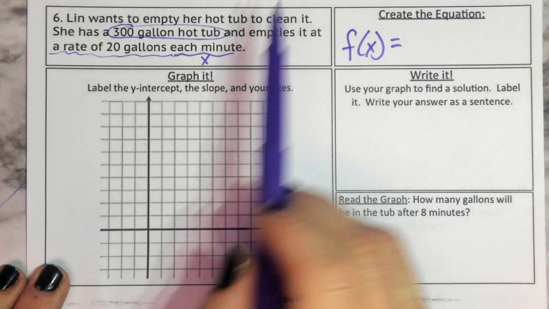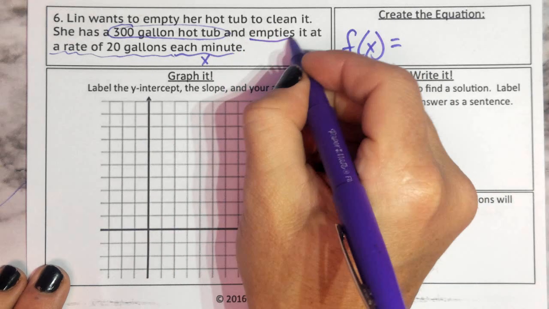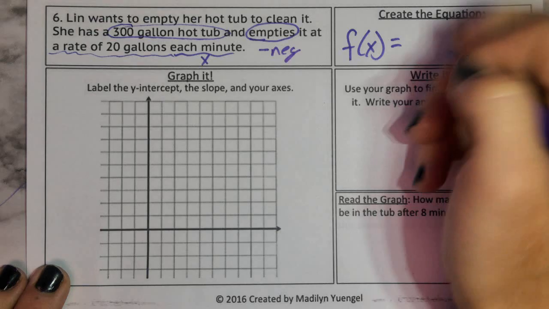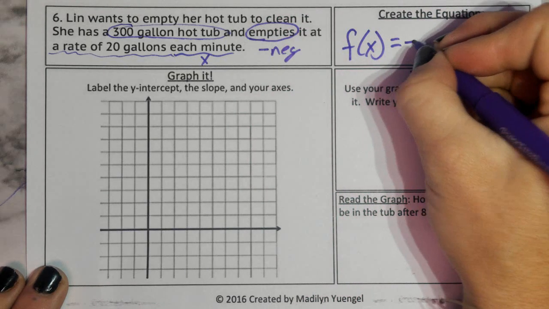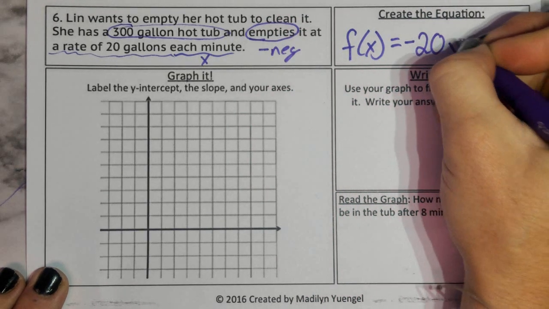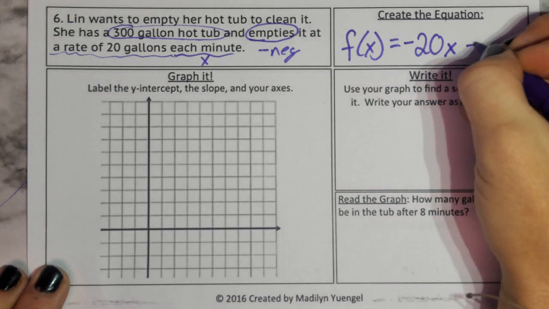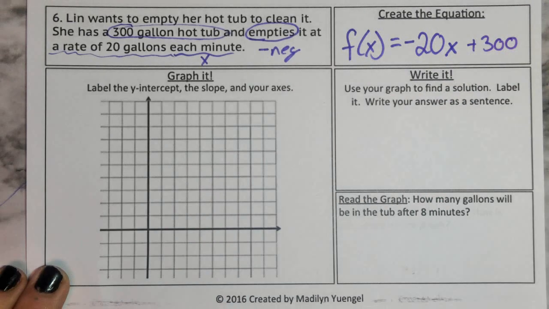Okay. So it is emptying, which means negative, at 20 gallons each minute. So it is emptying at 20 gallons each minute. And we started with 300 gallons. So we are going to put 300 right there.